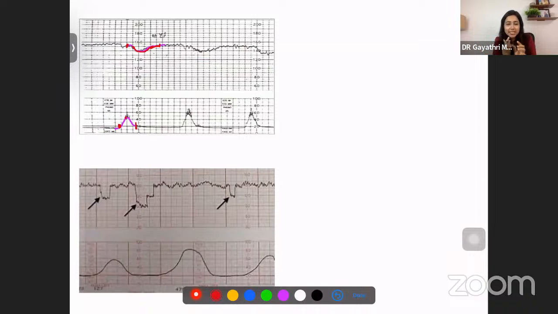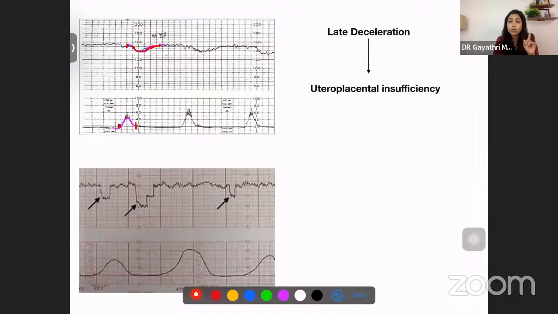So when you see a CTG where there is phase shift, you will think about late decelerations. The decelerations are basically late. They have not come along with the contractions which are present. And these late decelerations are characteristic of uteroplacental insufficiency. So first I told you about early deceleration. Just remember mirror image. They are seen in head compression. Next is late deceleration where there is a phase shift. And these late decelerations are associated with uteroplacental insufficiency.